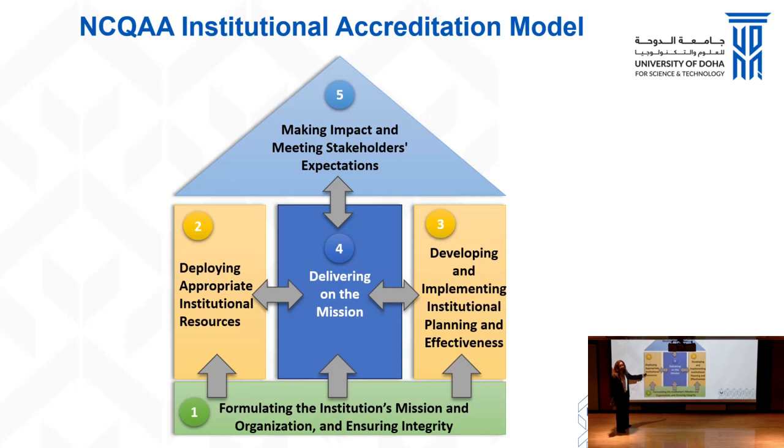Student success, teaching and learning, research and scholarly activities. Those are all covered in Standard 4. Standard 3 is about institutional planning and effectiveness. We do quality assurance, institutional effectiveness reports. We report on data governance. We report on program and cyclical reviews. Those are covered in Standard 3.